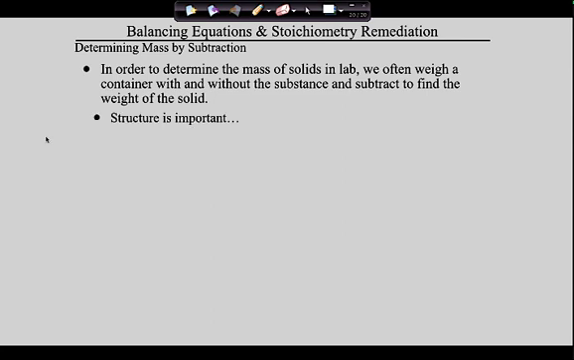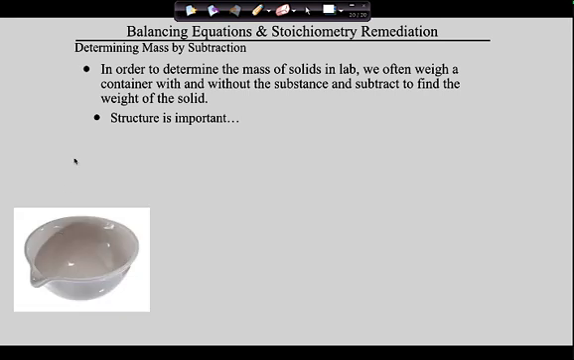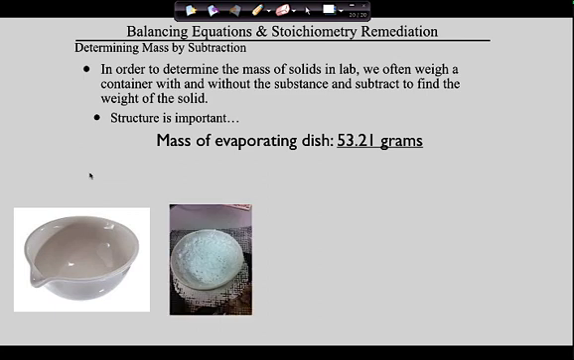Now, the trick is, and probably some of you struggled with this, structure is very important. So let me show you what I'm talking about. Consider, for example, this. Imagine that we weigh an evaporating dish. And when we weigh this evaporating dish, we find out the dish weighs 53.21 grams. Then we carry out a reaction, and at the end of the reaction, some salt remains in the evaporating dish. And we weigh that, and we find out that it then weighs 65.77 grams. Now what we need to do is figure out the mass of the salt.